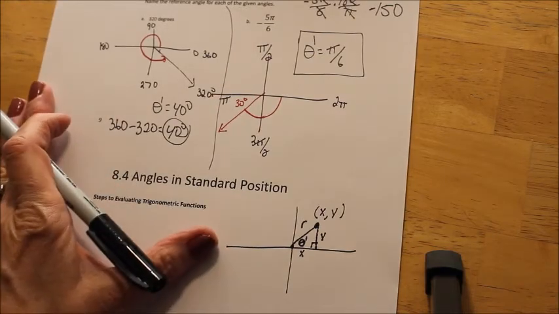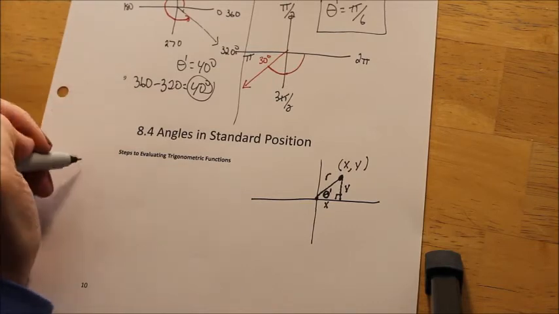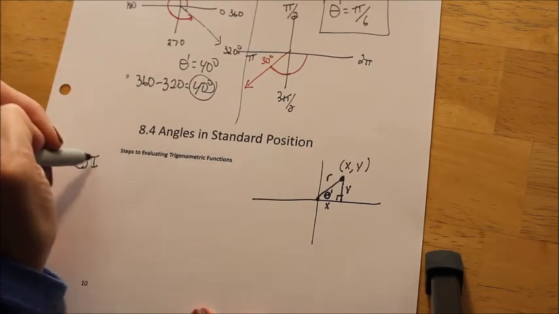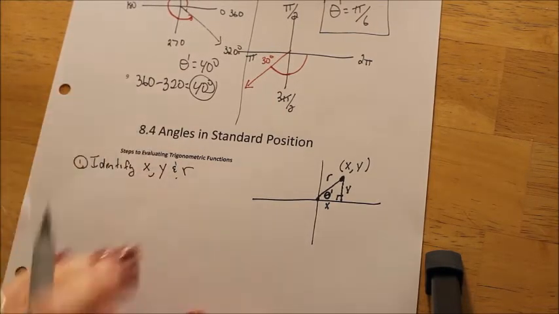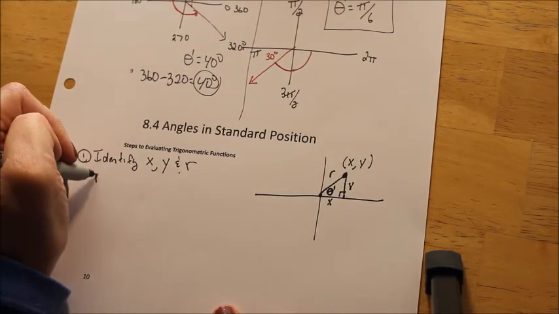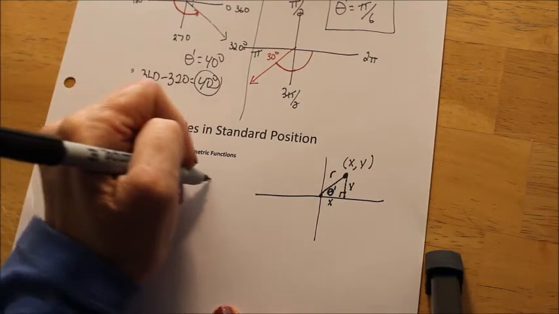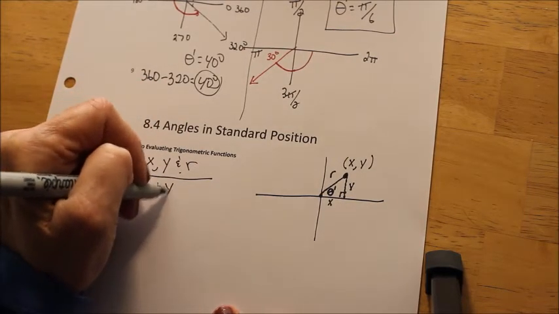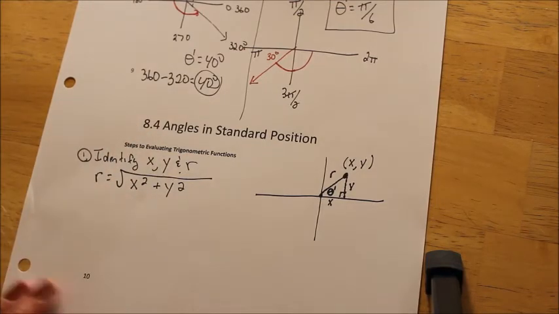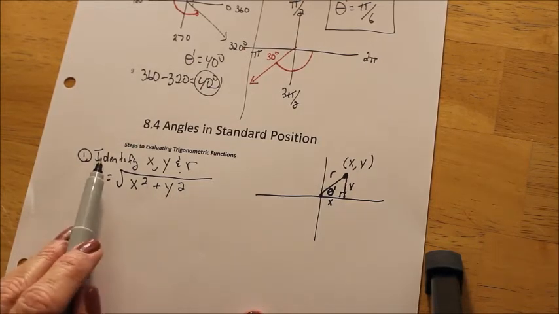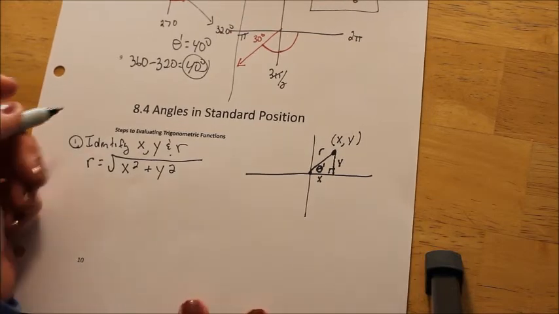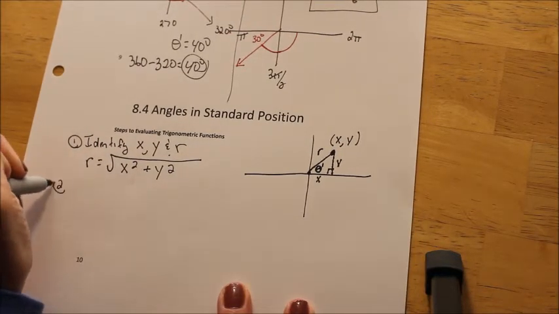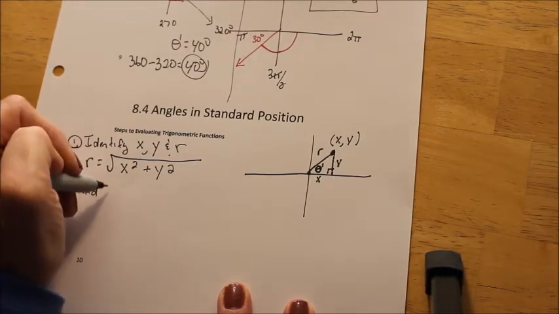So let me give you the formula for R. The first thing you're going to do is identify your X, your Y, and your R. R is going to be equal to the square root of x squared plus y squared. It's basically the Pythagorean theorem. So once you have x, y, and r, you are now ready to find your 6 trig functions.